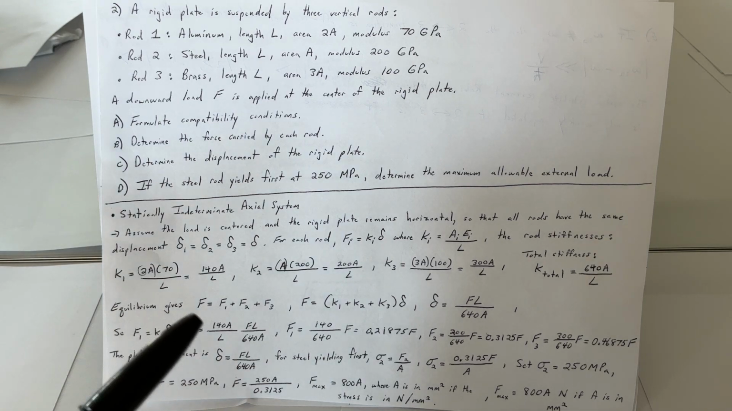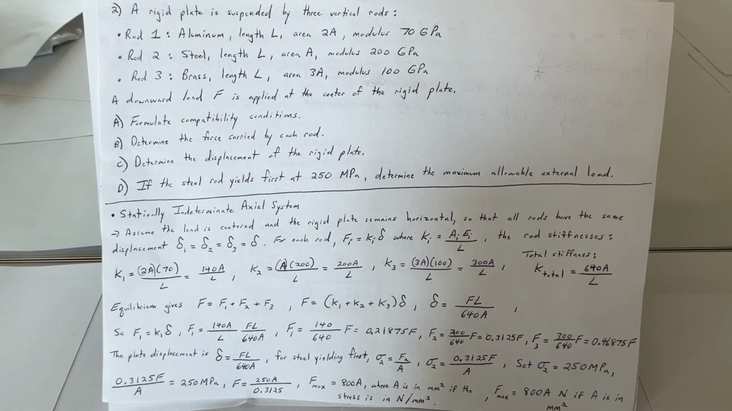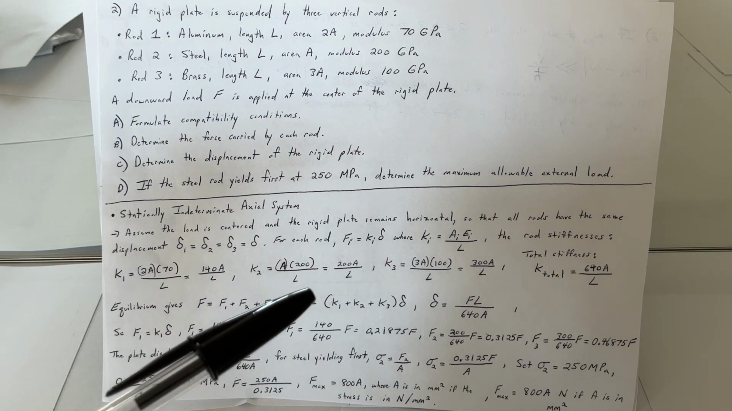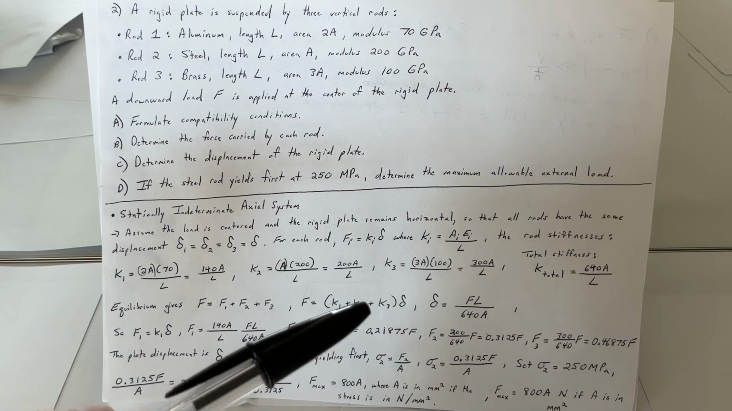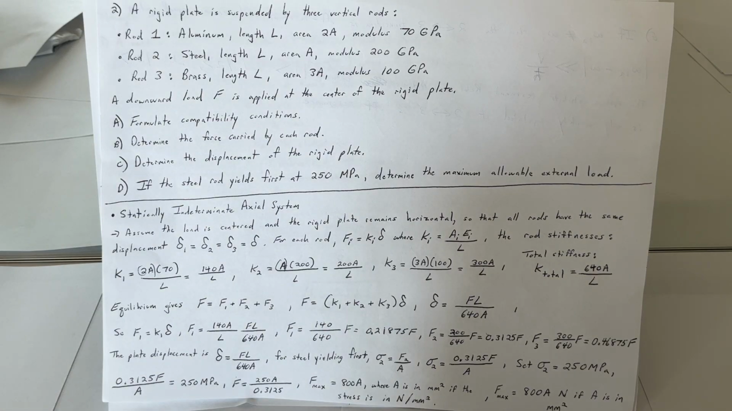From there, equilibrium gives F equals F sub 1 plus F sub 2 plus F sub 3. So F equals the quantity k sub 1 plus k sub 2 plus k sub 3 times delta. And what we're going to get here, delta is FL over 640A.